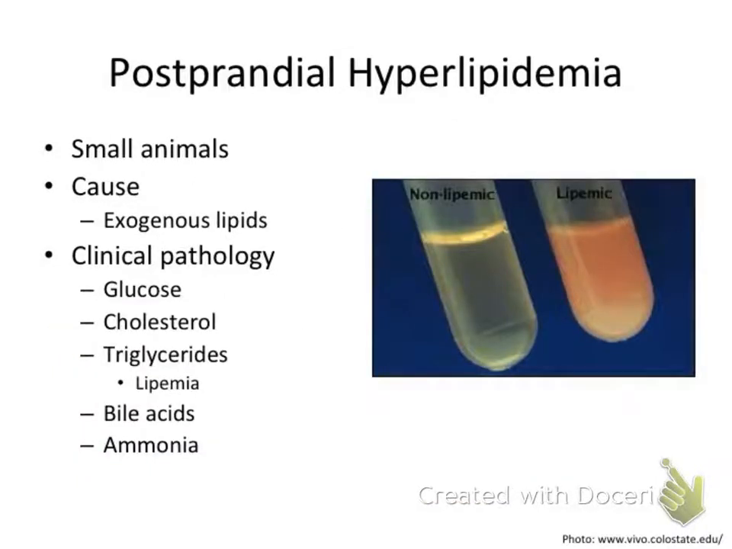Postprandial hyperlipidemia is not seen in large animals, and that's because they tend to ingest low fatty meals, and they are also continuous grazers. In small animals, ingestion of a fatty meal causes increases in all forms of energy, including glucose, cholesterol, and triglycerides. Bile acids and ammonia can also be increased.